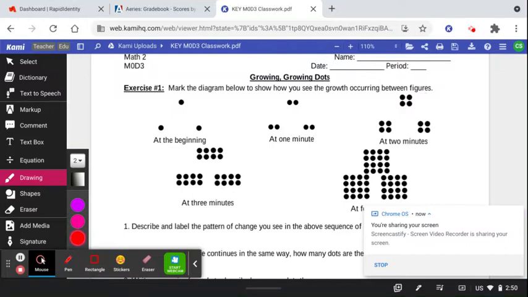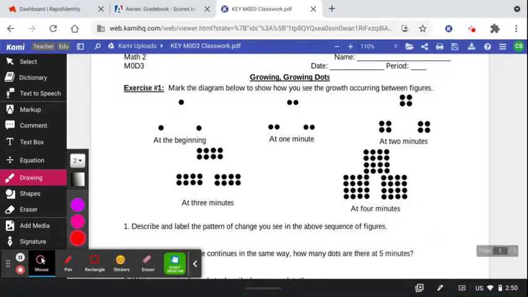Okay, let's take a look here at this next worksheet. And this time we're looking at growth again. We're seeing an increasing pattern. Again, it starts at the beginning and then goes on to 1 minute, 2 minutes, 3 minutes. But this time we're noticing something different. Instead of adding something each time, let's look at how we might be increasing.